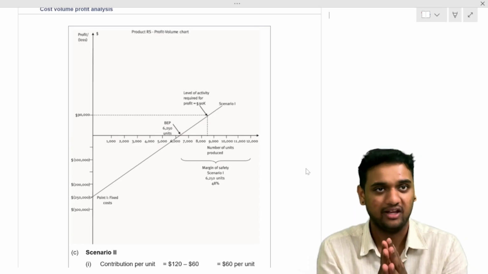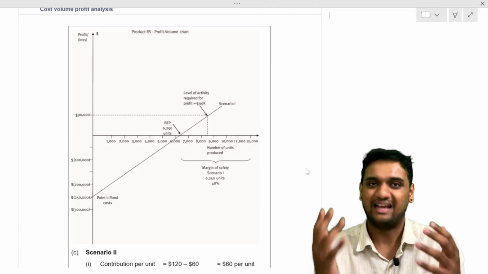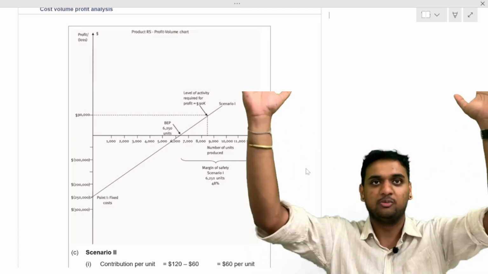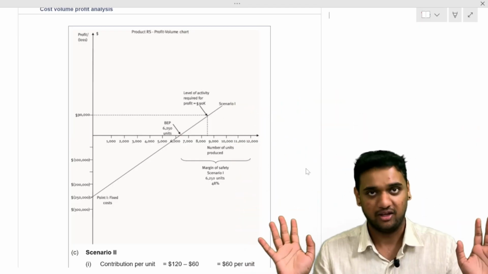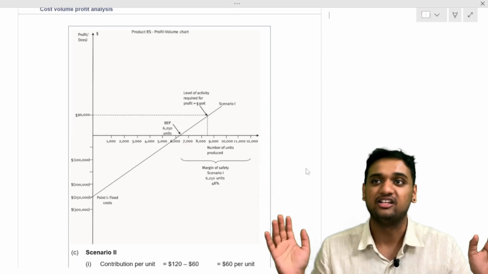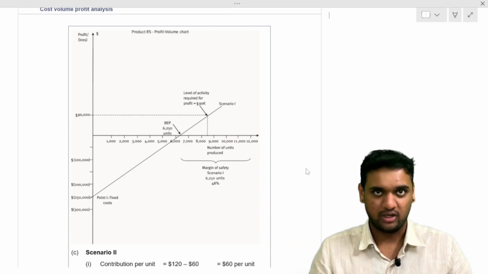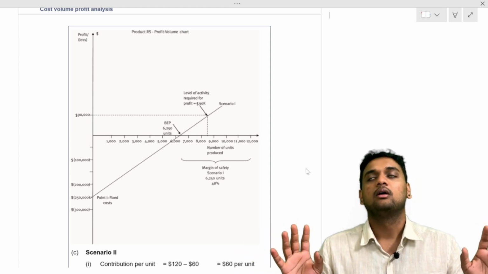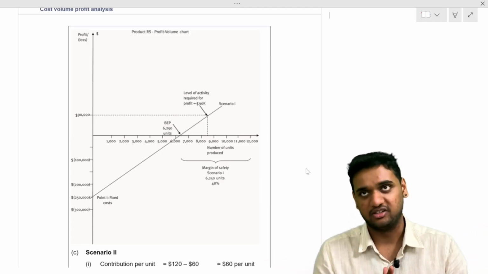What is margin of safety? Total units minus break-even units. That is anything above break-even units. Total units is this much, in that break-even is this much. Means above break-even point, everything is margin of safety. How do you find margin of safety in percentage? Margin of safety divided by total into 100. Same for break-even point, break-even point divided by total into 100. If you do this, you will find respective percentages. They might ask anything in the exam, so we will be prepared for everything.